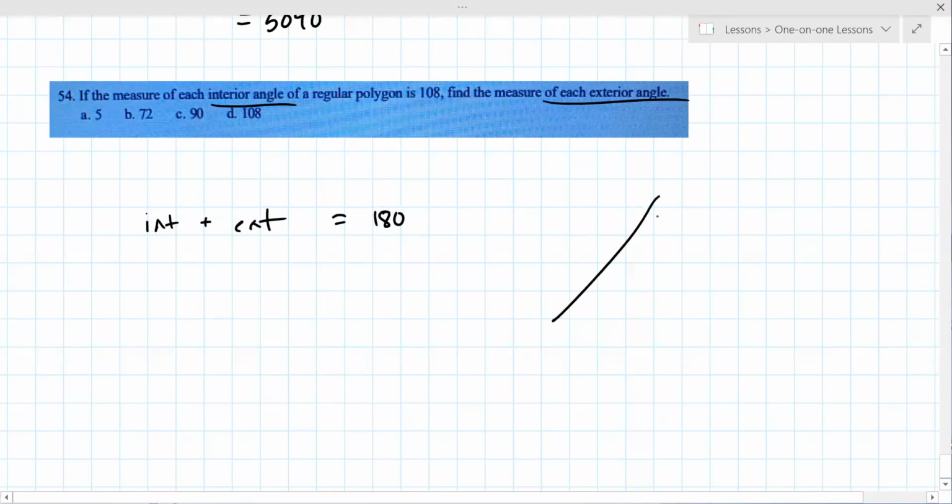Triangle is the best example of this. So here's a triangle, that's 60 degrees. There's an exterior angle. What does this have to be? Well, it has to be 120. You already know that because it's a straight line.